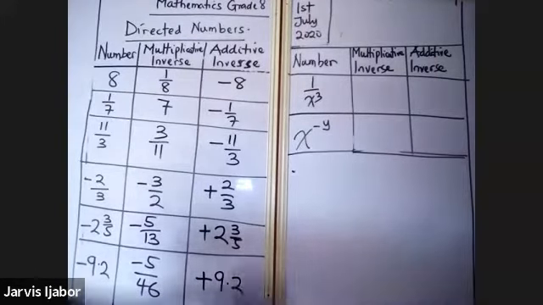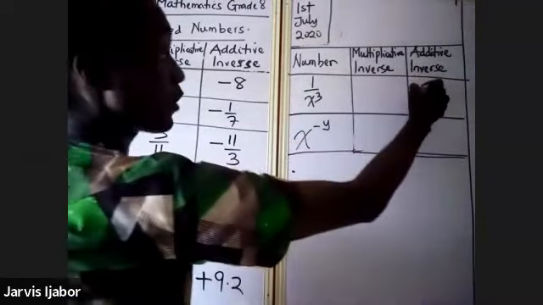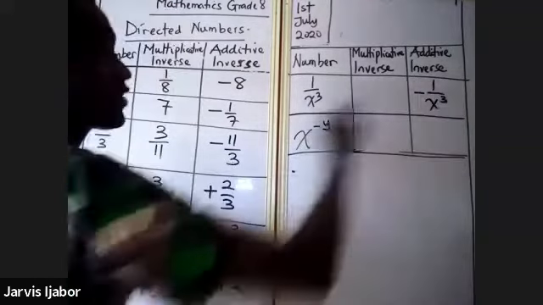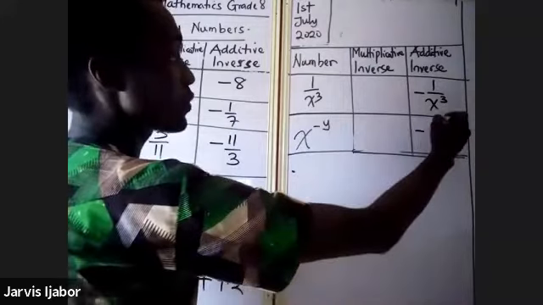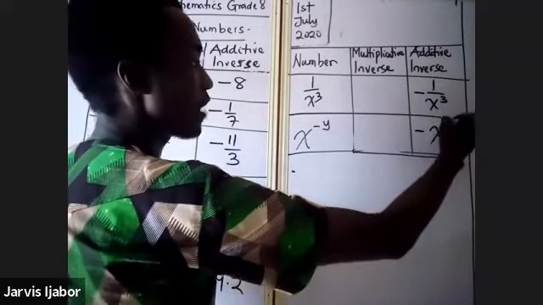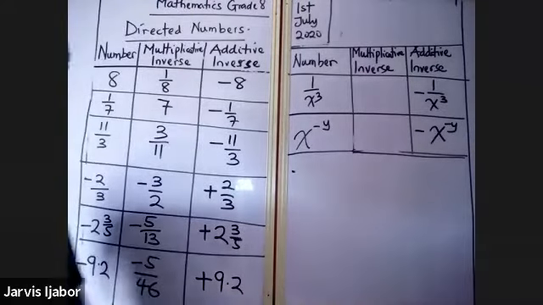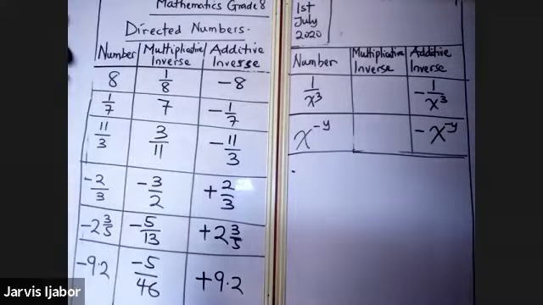Now, how do you get this one? The additive inverse is simple. It will just be what? Minus 1 over x raised to the power of 3. The additive inverse here will simply be what? Minus x raised to the power of minus y. Those ones are very simple. Just change the sign from positive to negative. That's what you do in additive inverse.